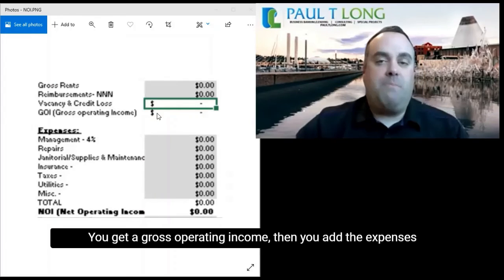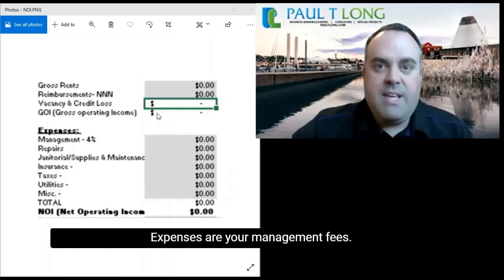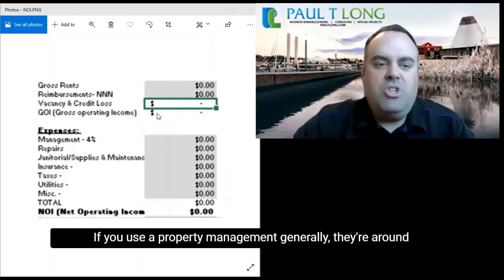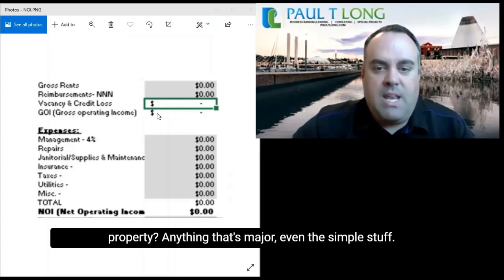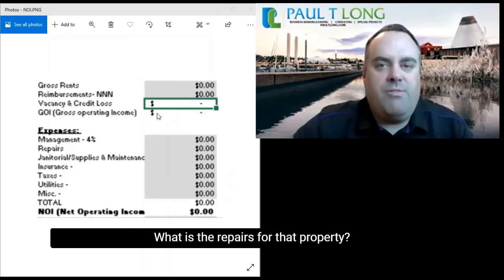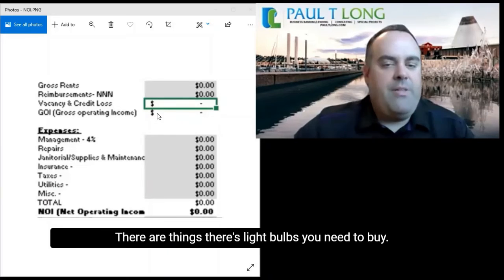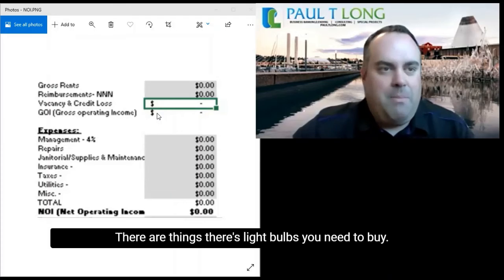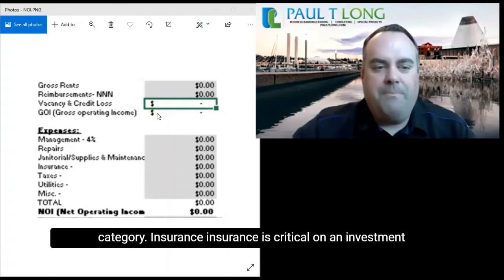Then you have the expenses on the property. Expenses are your management fees. If you use a property management company, generally they're around 4%. How about any sort of repairs that have happened on the property? Anything that's major, even the simple stuff. What are the repairs for that property? Janitorial supplies and maintenance. There are things like light bulbs you need to buy. There are all those little things. That all goes under that category.